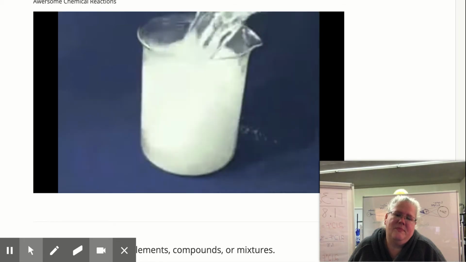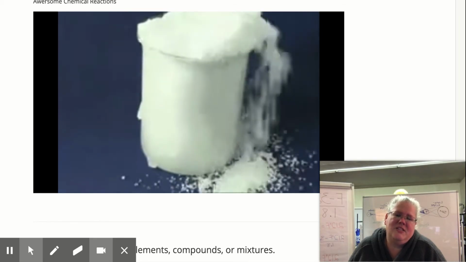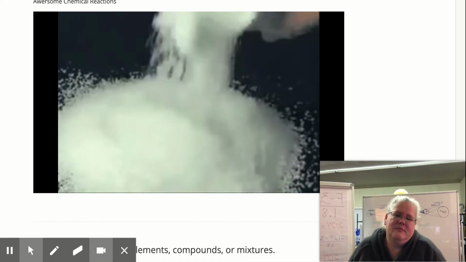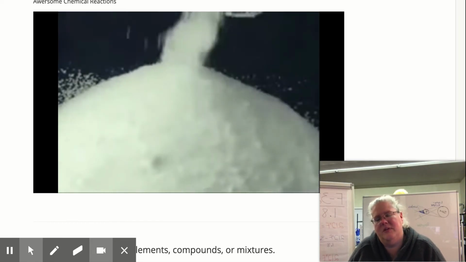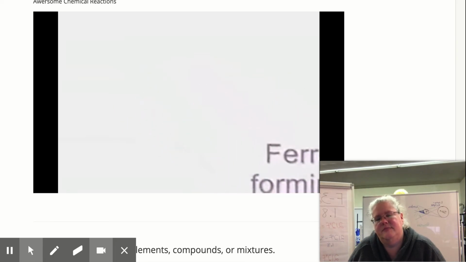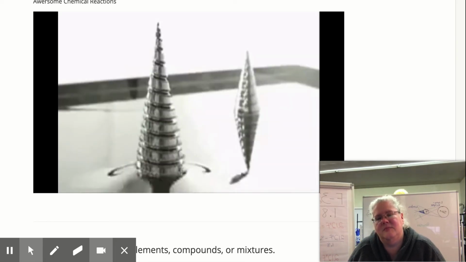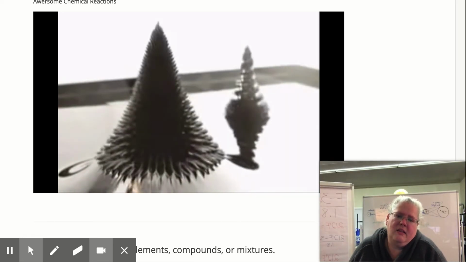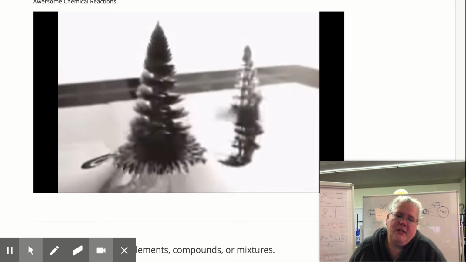Sorry, missed it. Basically, you're making snow. Well, not real snow, but chemical snow. Ferrofluid. Again, iron filings. They're magnetizing those cones, and the iron climbs up it, forming a pine tree-like shape.